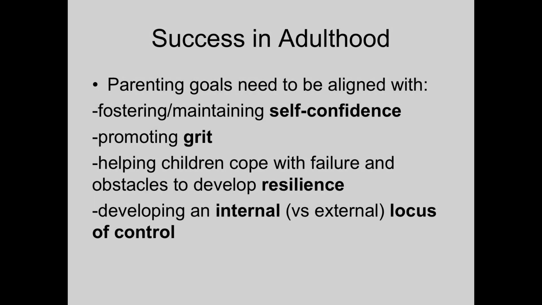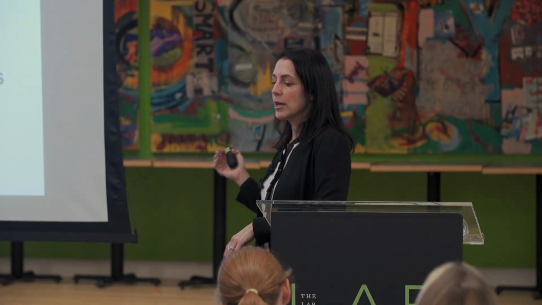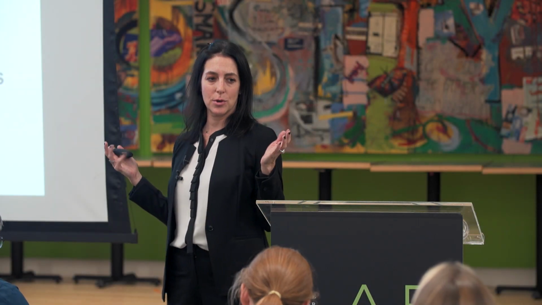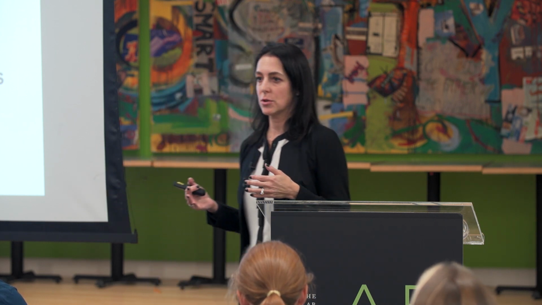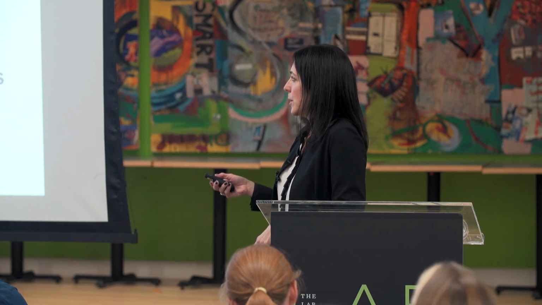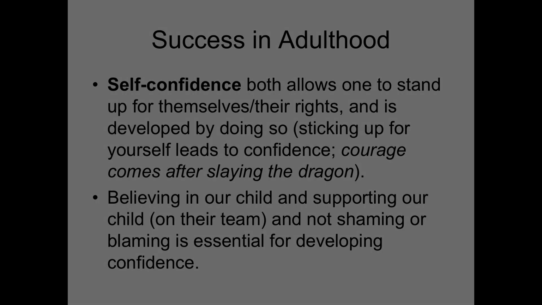Okay, so parenting, and we're going to go through all of these a little bit more. Parenting goals need to be aligned with fostering and maintaining self-confidence, promoting grit, helping children cope with failure and obstacles to develop resilience, which is why, again, we want to welcome failure and obstacles, right? And then developing an internal versus external locus of control. So you're thinking about these things in your day-to-day life. During your everyday interactions with your child, you're really trying to emphasize these things, and there are so many opportunities to do so, especially around the topic of social power.